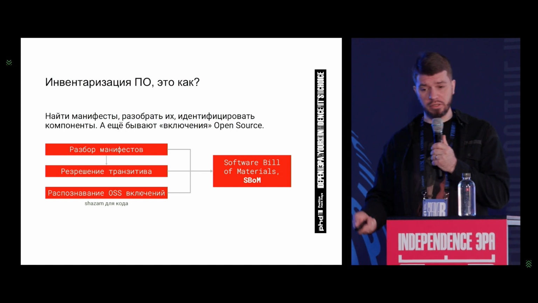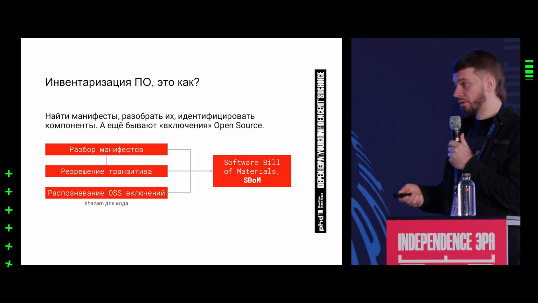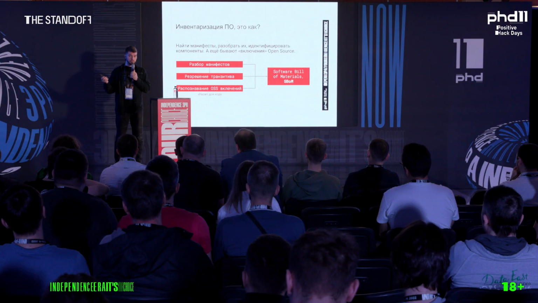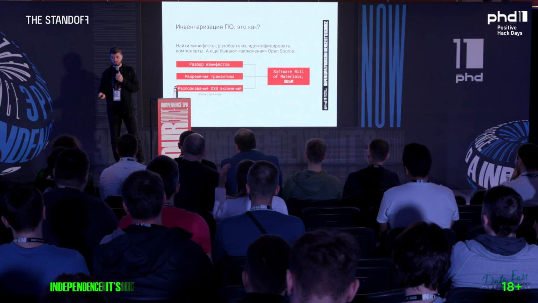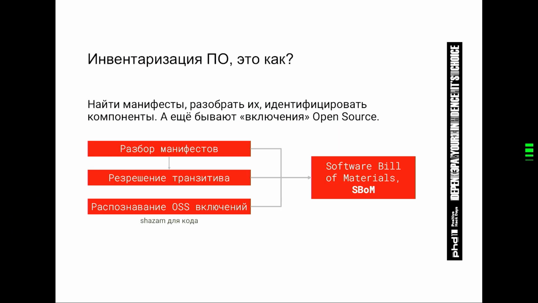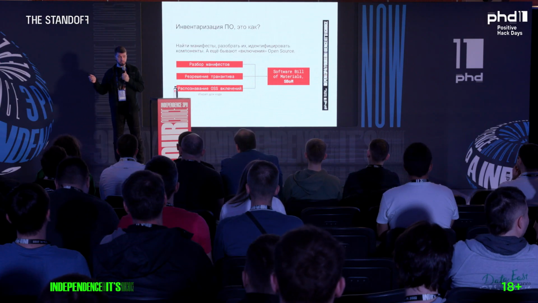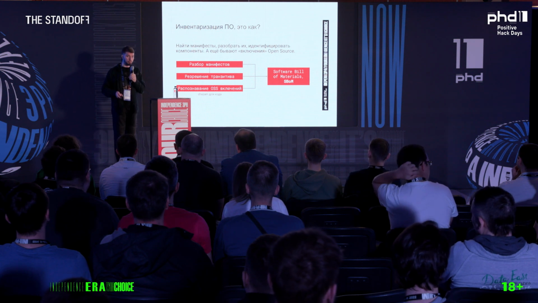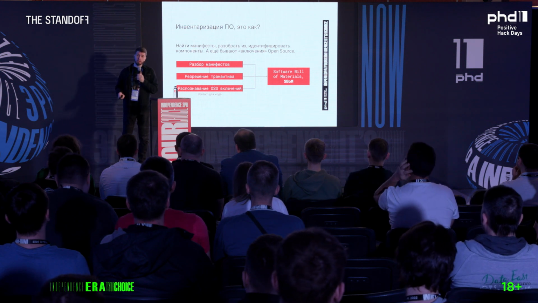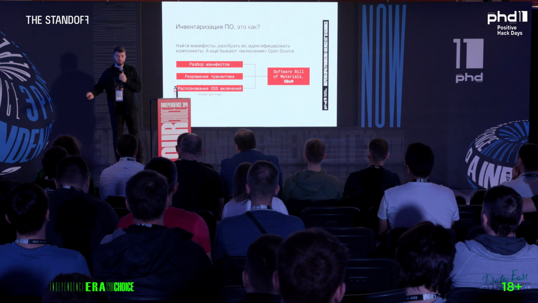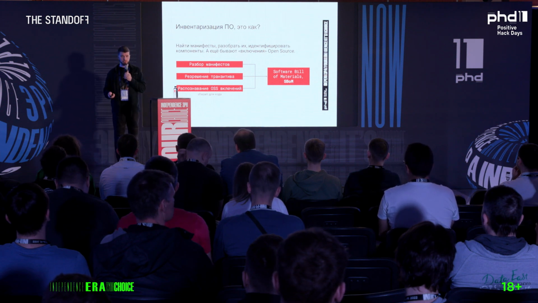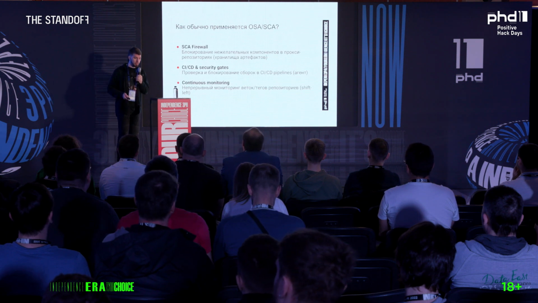So after you study the manifest, the transitive dependencies, not just parsing of files, but resolving the transitive dependencies and identifying the open source inclusions, you get the so-called software bill of materials, or SBOM. It contains all information on all dependencies and control sums. It can be enriched according to particular standards with information on vulnerabilities, on licenses, all that. It may contain a lot of data.